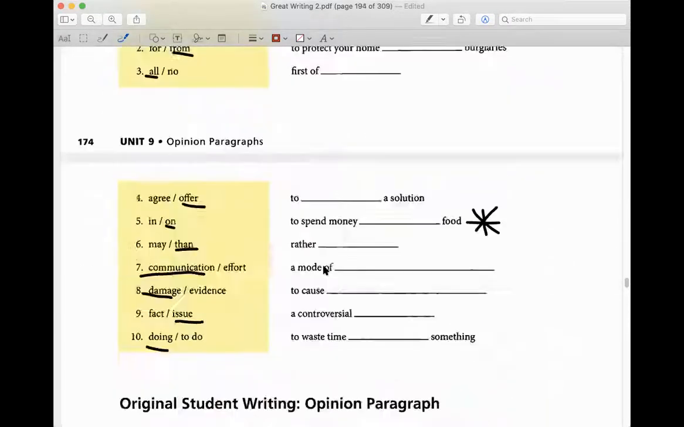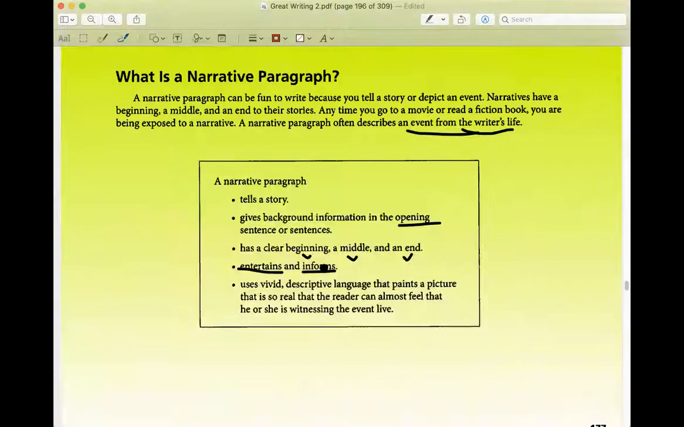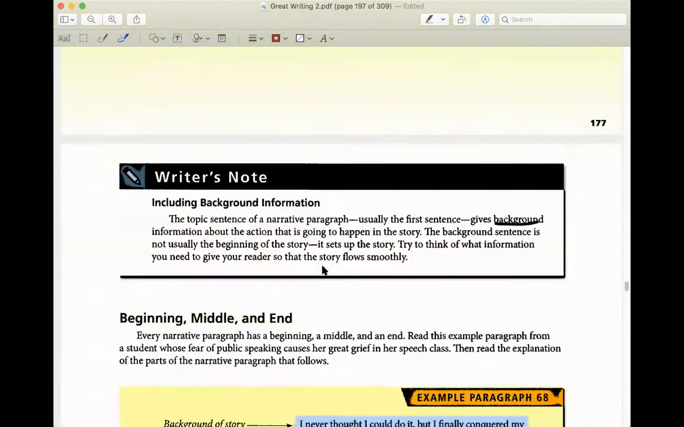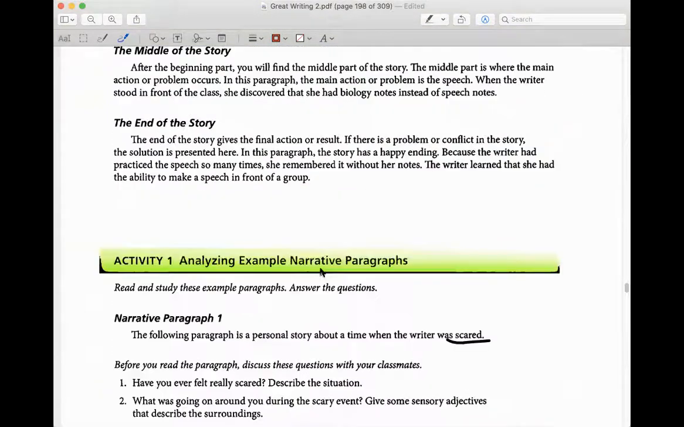Of course, more vocab. And then we had narrative paragraphs. Again, that's where you're telling a story. So be comfortable with past tense there because we usually use past tense for those.